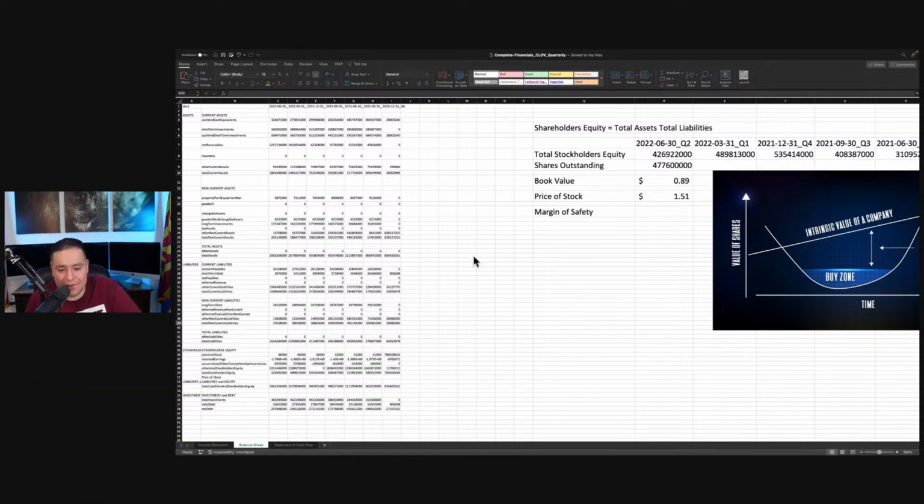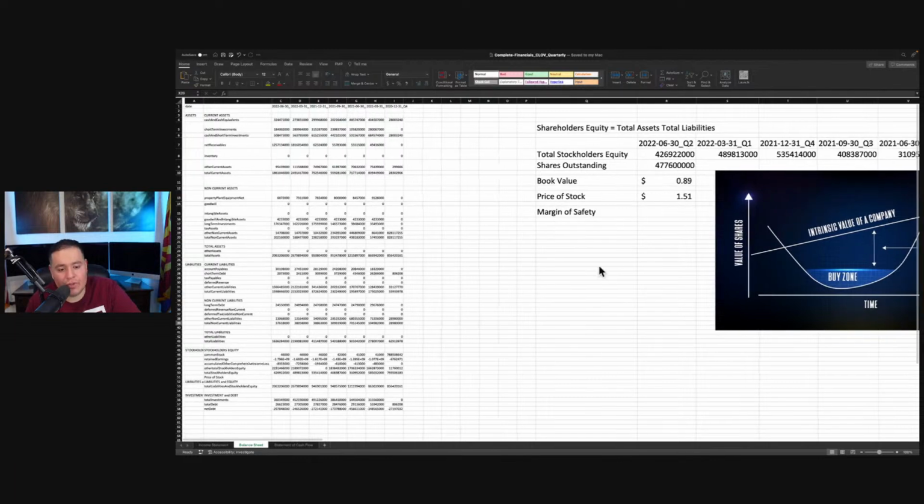So by doing this, this is going to help you calculate the book value. Now, before we get into the math, what is book value? So the book value is the actual value of the company if they go to court and if they become bankrupt.